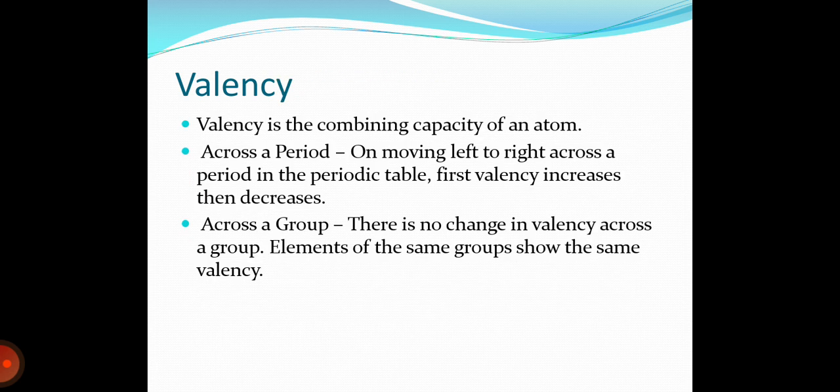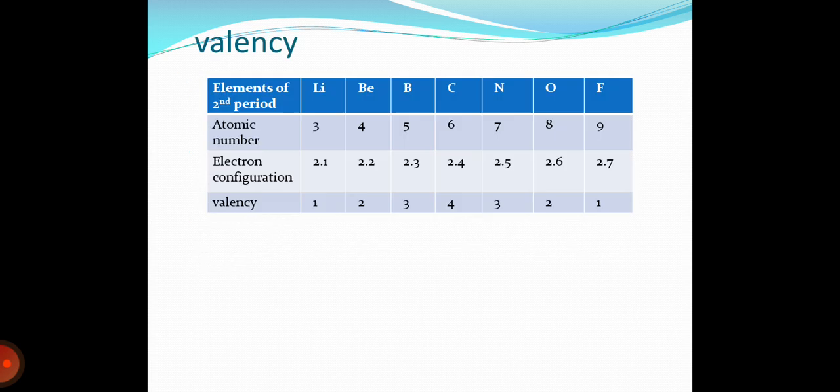Then valency. Valency is the combining capacity of an atom. Moving left to right across a period in the periodic table, first valency increases then decreases. Across the group, there is no change in valency. The elements of the same group show the same valency. This will be the table of valency.